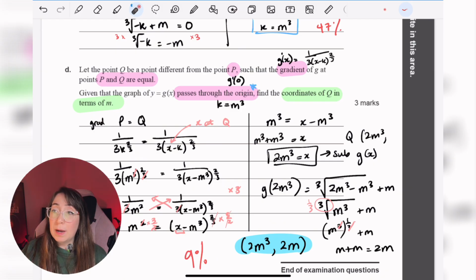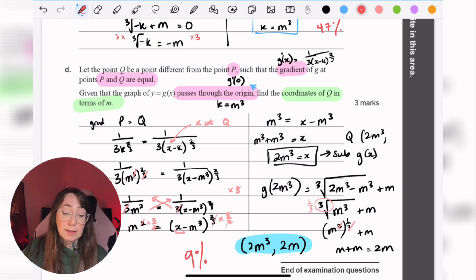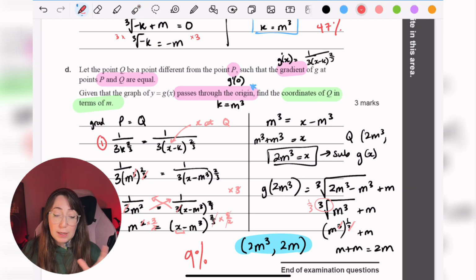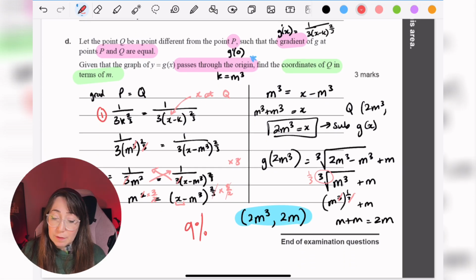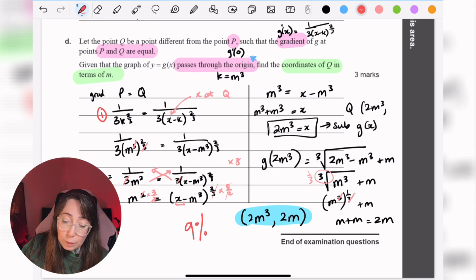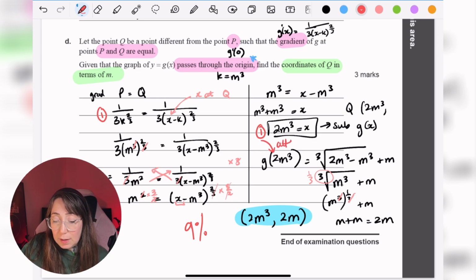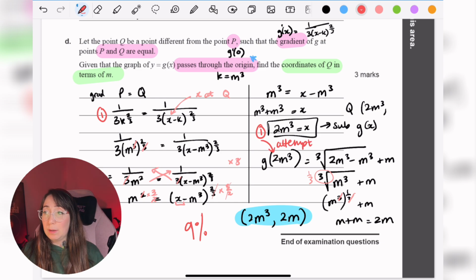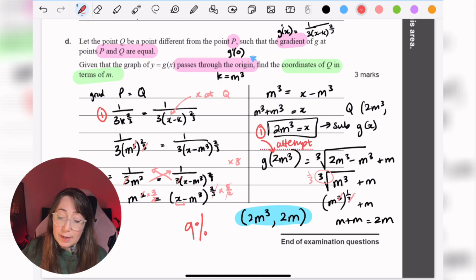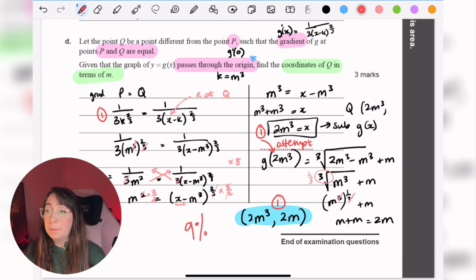Now, in terms of where the marks lie, the first mark is in creating some sort of gradient equation between P and Q. The second mark is finding that x is 2m cubed and an attempt at finding the y value. So there needs to be some sort of substitution in there. And then the third mark lies in actually finding that final coordinate.